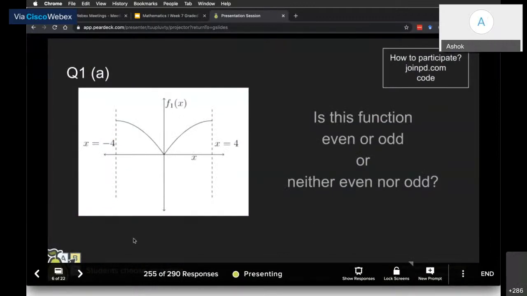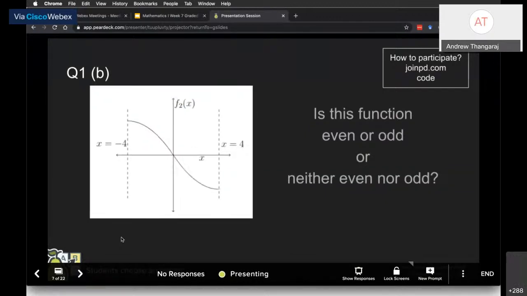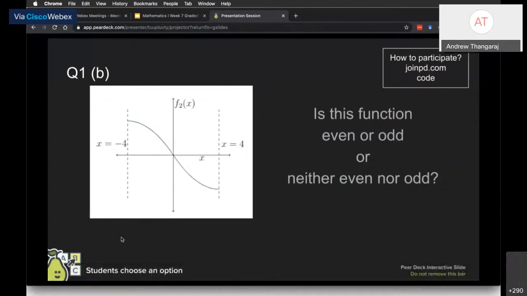We're going to move to the next question, part B of Q1. This function is a different function from before. We have f2 of x. Is this function even, odd, or neither even nor odd? So that's the question. Please keep your microphones on mute, please.